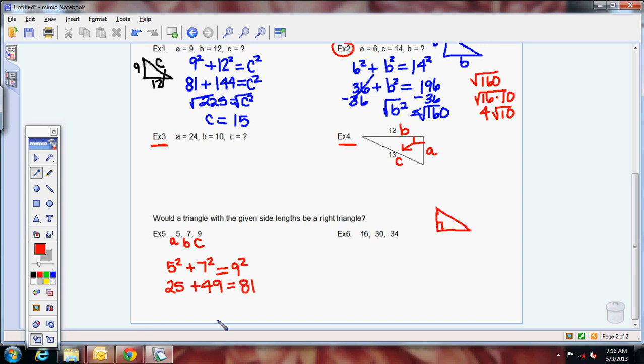Does it? So let's ask ourselves, 25 plus 49, well, that would give us 74. So that doesn't equal 81. So what that means is this is not a right triangle. Okay, so why don't you guys try this one as well? You guys have a little bit to do. If you feel like you know this well enough, then we can just talk about these in class, but it would be good practice to try 3, 4, and 6.